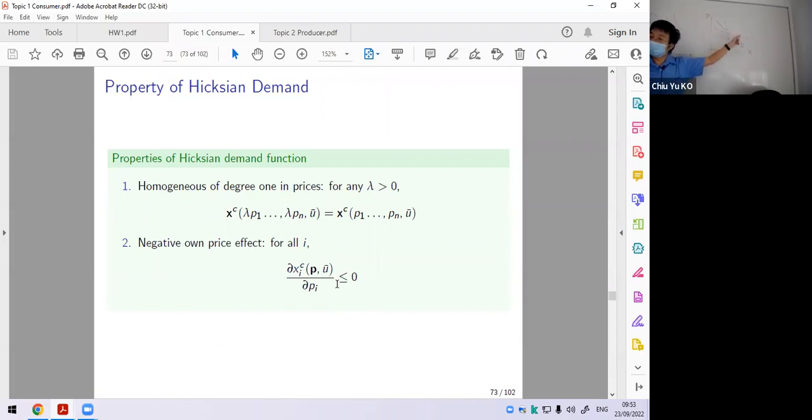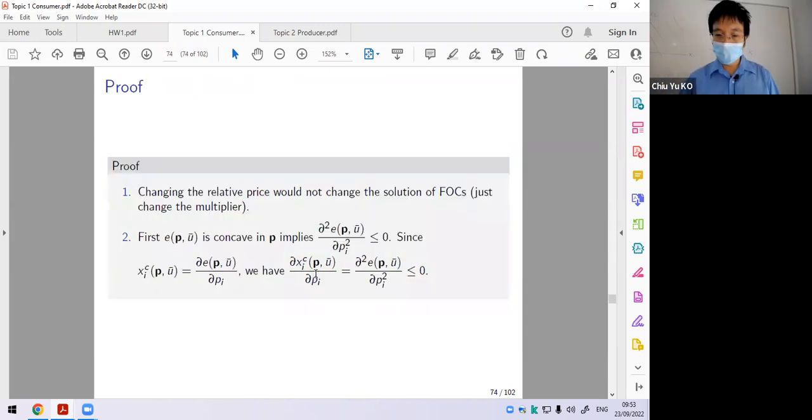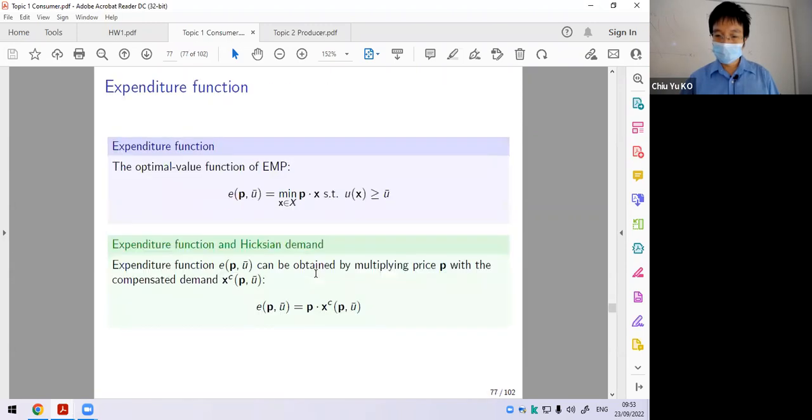Later we'll see which one is which. But just keep it in your mind that we're able to derive the Hicksian demand, and it's downward sloping. So that is the one thing. And if you put the Hicksian demand back into the expenditure, you get the expenditure function.